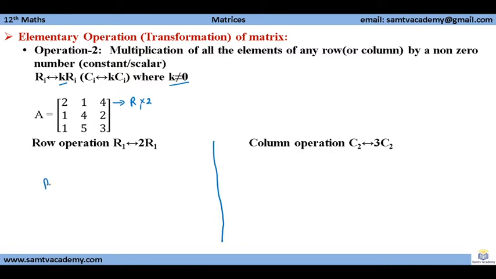So what will that matrix become? Suppose this is a B matrix, because it is not A. We will multiply R1 with 2 and replace all the elements. So the first element 2 into 2 becomes 4, then it will become 2, and it will become 8. Similarly, we are not doing any operation in R2 and R3, so they will remain the same, 1 5 3. This is the new matrix after doing the elementary operation.